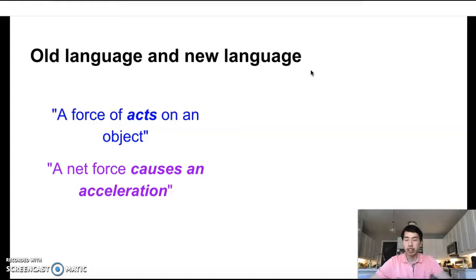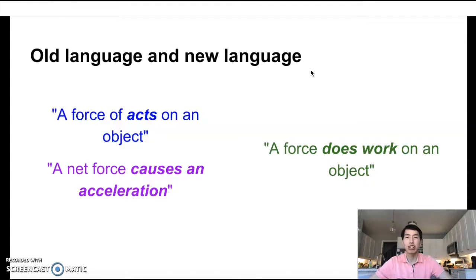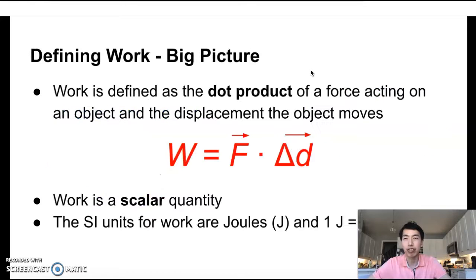And now the third thing we're going to start saying, so this is new language, is that a force does work on an object. A force can act on an object, a force can cause an acceleration on an object, and now we're going to start saying that a force does work on an object. So you're going to start getting used to that language and saying sentences like that. We'll get more specific as the unit goes on.